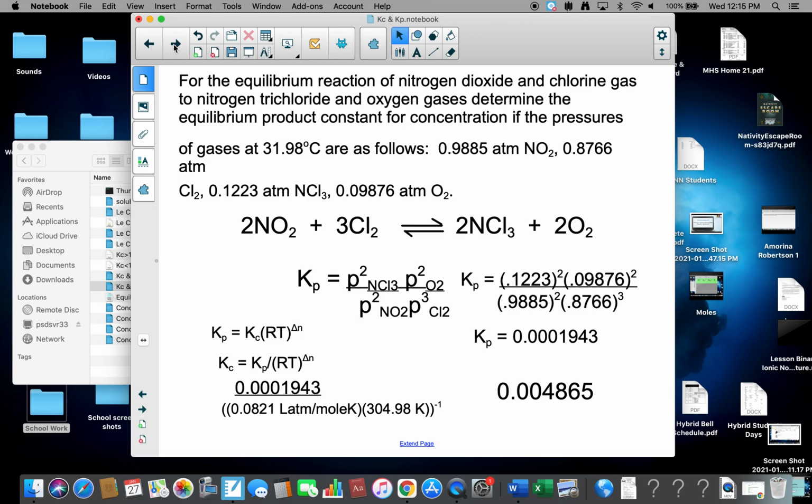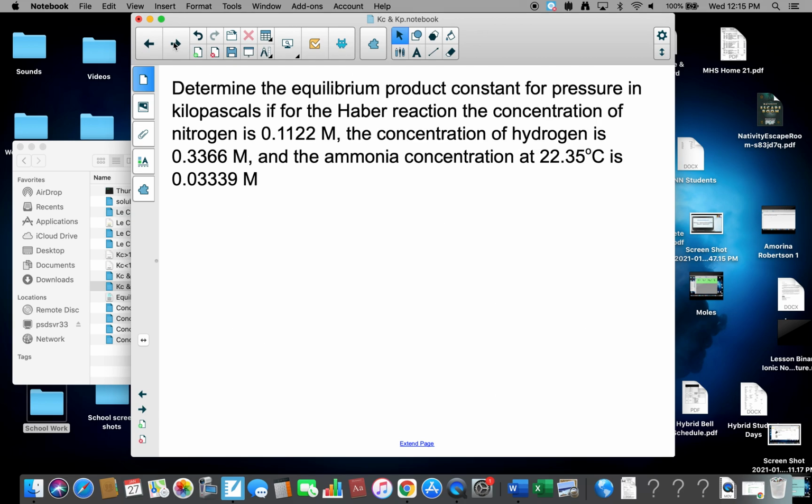All right, Cobb's one, we'll do this in class. Determine the equilibrium pressure in kilopascals for the Haber reaction. The concentration of nitrogen is 0.1122 molar, the concentration of hydrogen is 0.3366 molar, and the remaining concentration, at 22.35 degrees Celsius, is 0.03339 molar.